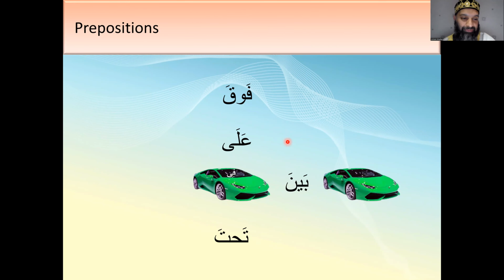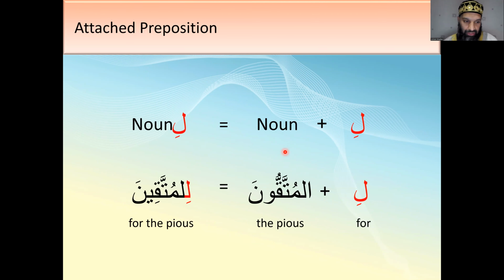Right, okay, next one. I want to show you this one. Those attached prepositions, don't worry too much about them. Fawqa means above. Now, this lam, attached preposition, it means for. When it comes in front of a noun, it means for. Look at this. Al-muttaquna means the pious ones. Now, when I put a li in front of it, for, it looks like this.